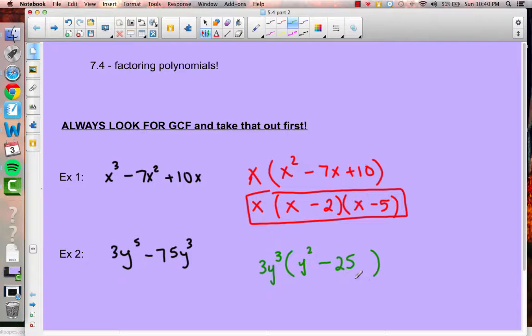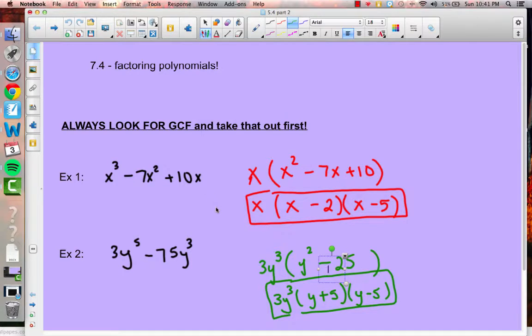And now what's in the parentheses here should be a lot easier to factor. It's a difference of squares because y is squared, and what squared gets you 25? 5. So that means we're going to have y plus 5 and y minus 5. Okay, and we leave that 3y cubed out in front. So this right here is your factored polynomial. So like I said, look for the GCF, take that out first, and then go from there. If you can get the greatest common factor, usually you're going to have a good start to your problem. So now let's look at some special cases.